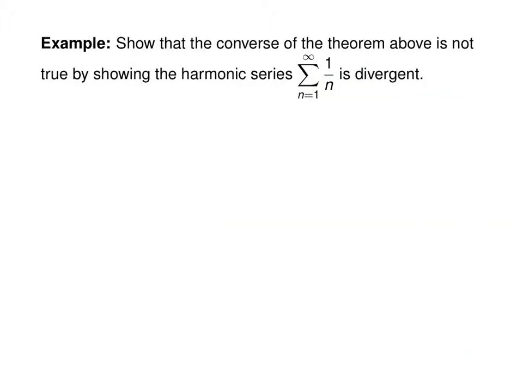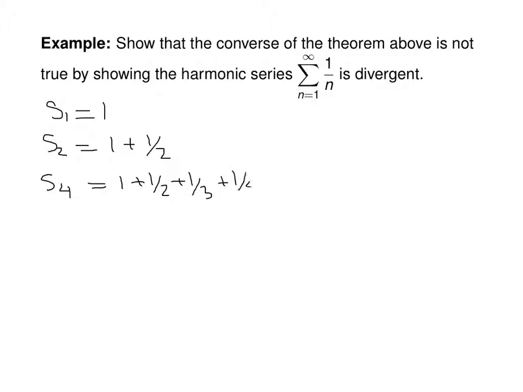So here's how to show that the converse of the theorem above is not true, by showing that this harmonic series is divergent. So this is a little tricky to prove, but here's how we're going to do it. We're going to find the values of the partial sums at powers of 2. So the first partial sum, S1, is 1. S2 is 1 plus 1/2. S4 is 1 plus 1/2 plus 1/3 plus 1/4.